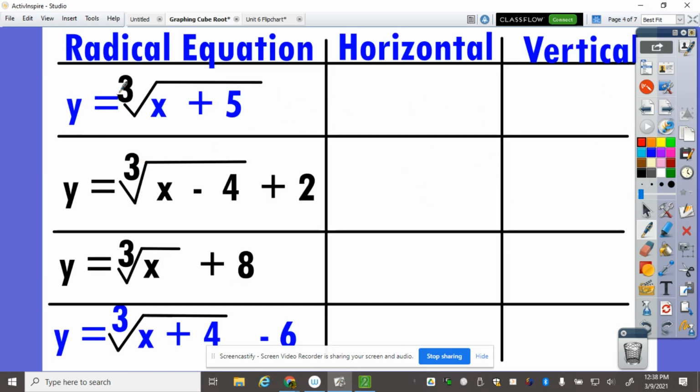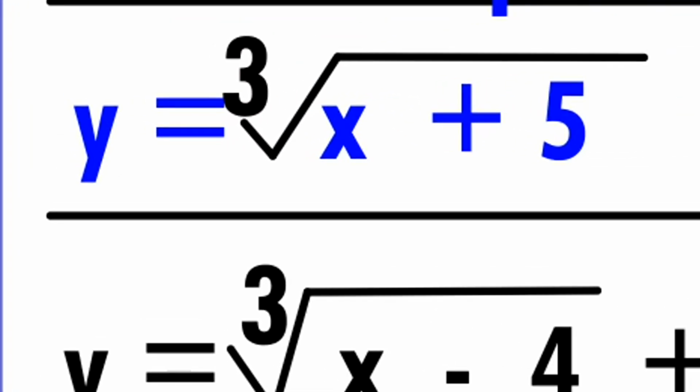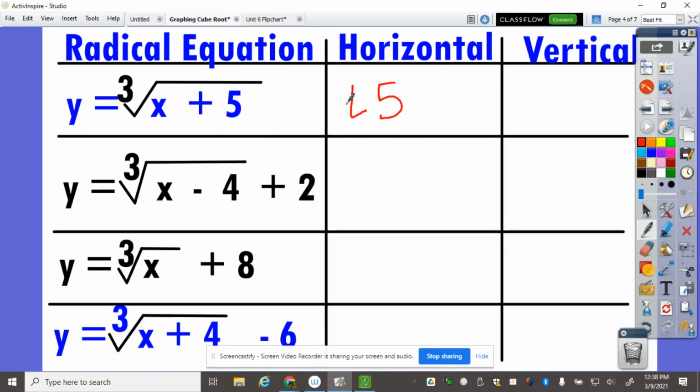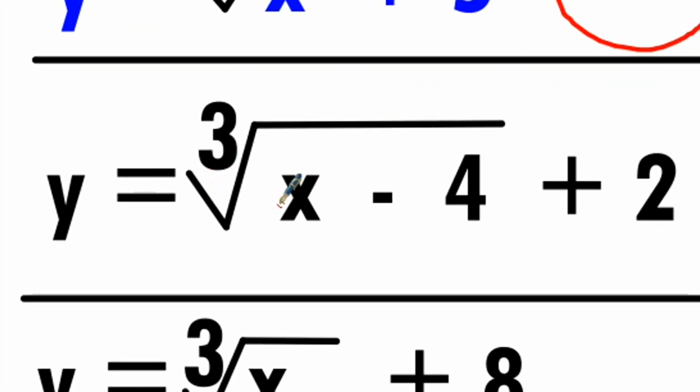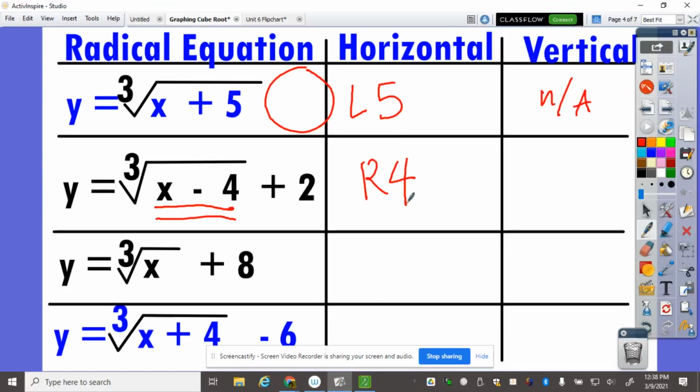So we're given y equal to the cube root of x plus 5. How is the horizontal translation here? This time it's going to move left 5 because that's positive. And since there's no number outside, there will be no vertical translation. It will be the same as the parent function. Next, y equal to the cube root of x minus 4 plus 2. This x minus 4 tells us it's going to the right 4. And the plus 2 here is going to go up 2.